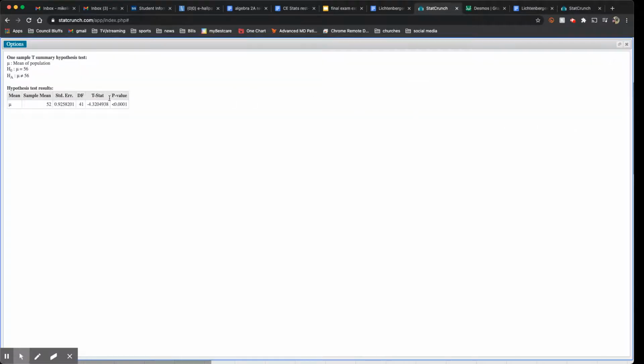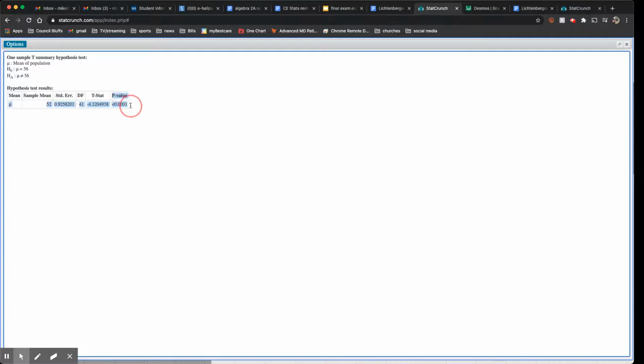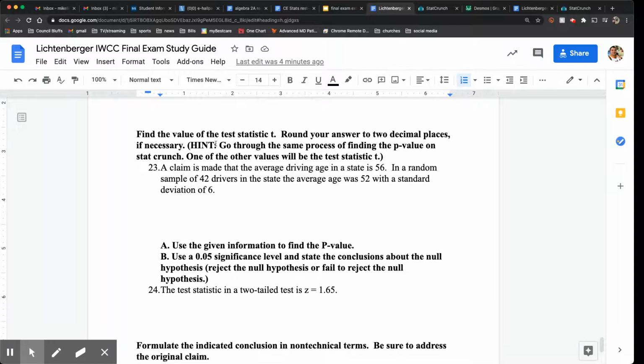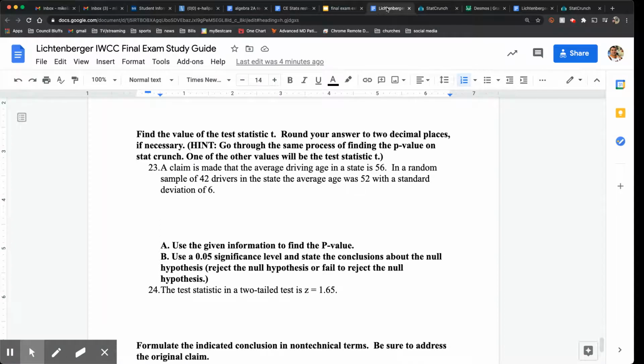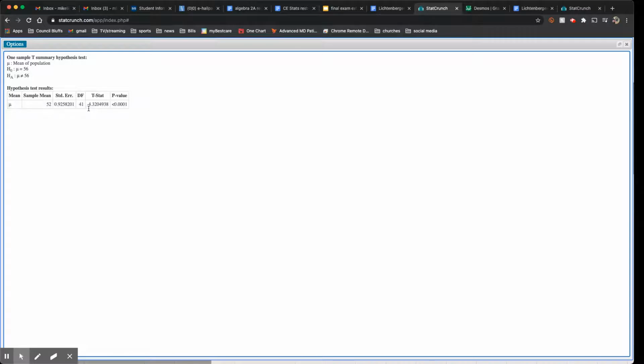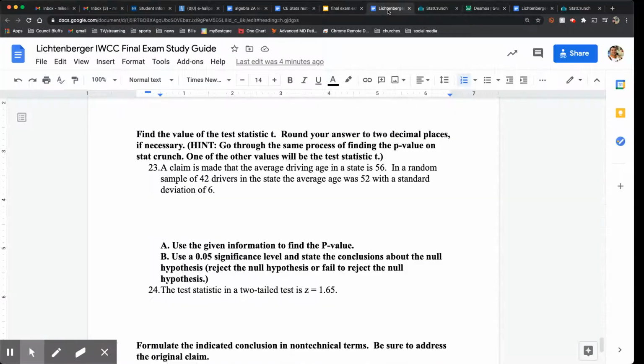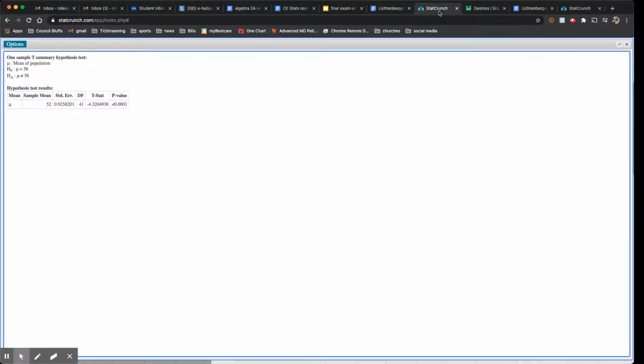Now, when I look here, we normally look at the p-value, but one of the other things that's there is the t statistic, and that's what it's asking for. Find the value of the test statistic T. Well, the test statistic T, does it say to round your answer to 2 decimal places? So that would be negative 4.32. So the answer to number 23 is negative 4.32.